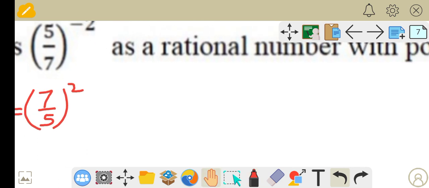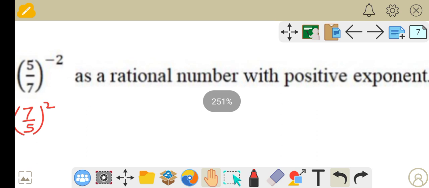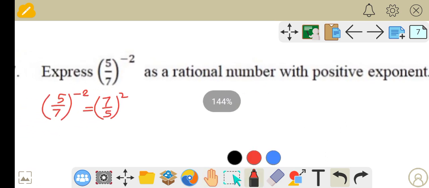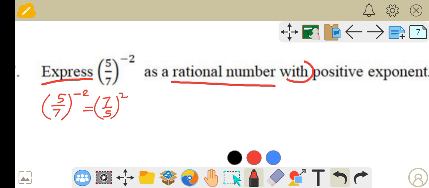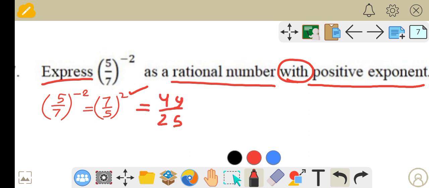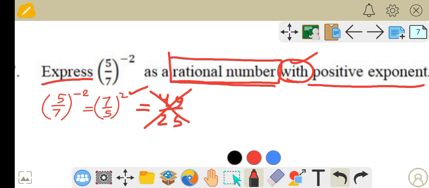This is your answer because this is the condition that expresses it as a rational number with positive exponent. You need not simplify it as 7 square 49 upon 25. You are not required to do this. You are only required to find the rational number with positive exponent. So this is your answer, 7 upon 5 to the power 2.